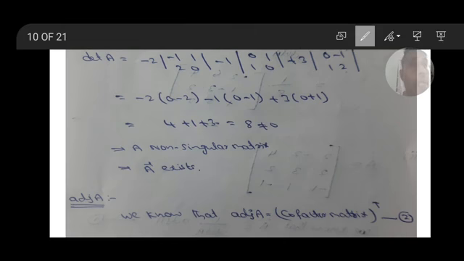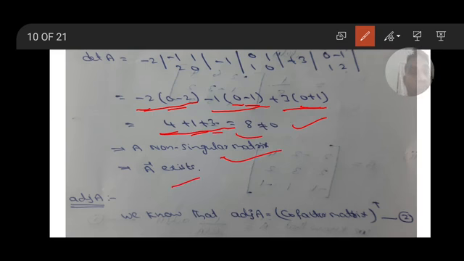So minus 2 into (minus 1 into 0, minus 2 into 1) which is minus 2, minus 1 into (0 into 0, minus 1 into 1) which is minus 1, plus 3 into (0 into 2, minus of 1 into minus 1) which is plus 1. So 4 plus 1 plus 3 means 8. It is not equal to 0. Determinant not equal to 0 means non-singular matrix, and non-singular means A inverse exists.